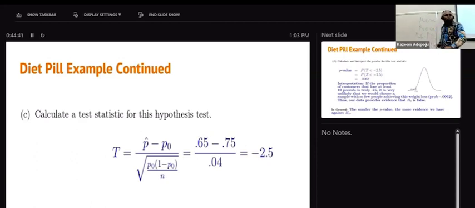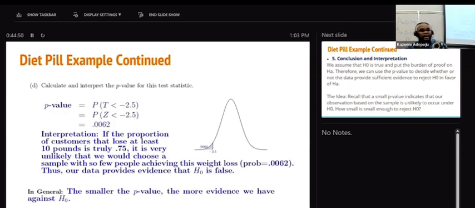You're just going to go into a normal table. Like in the exam, of course, I'm going to give you a series of tables. You're going to go into the normal table. In the table, it gives you 0.0062. That is my P value. The moment I get my P value, you know what I'm going to do?